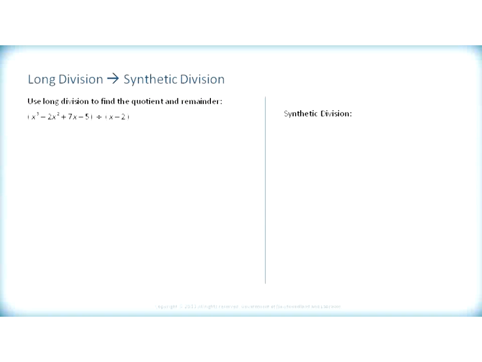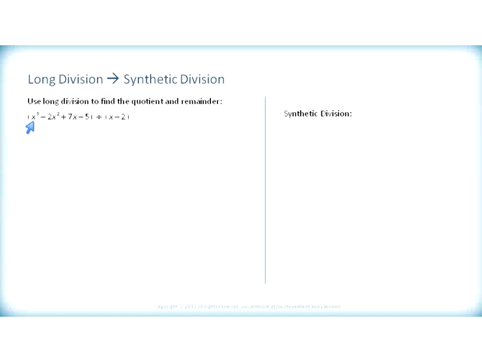In the first example, we will use long division to find the quotient and the remainder. Then we will transfer the long division to synthetic division, which is a shortcut way of finding the quotient and the remainder when a polynomial is divided by a binomial divisor.